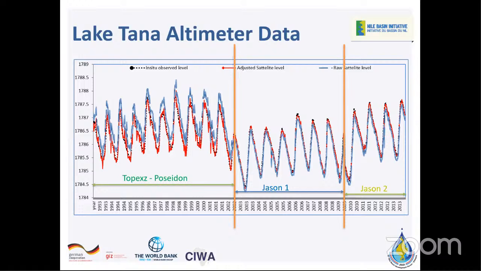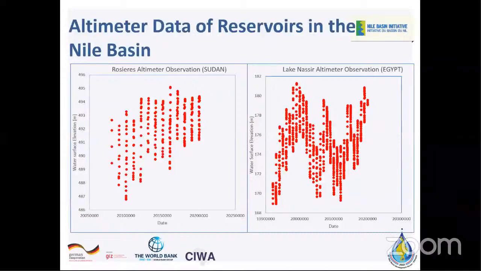So this is the result that we have found. On the TOPEX Poseidon, the bias is significantly reduced. Jason 1, Jason 2, it is improved. So after that, what we did was, can we get other data for other reservoirs in the Nile Basin? That is what we checked.